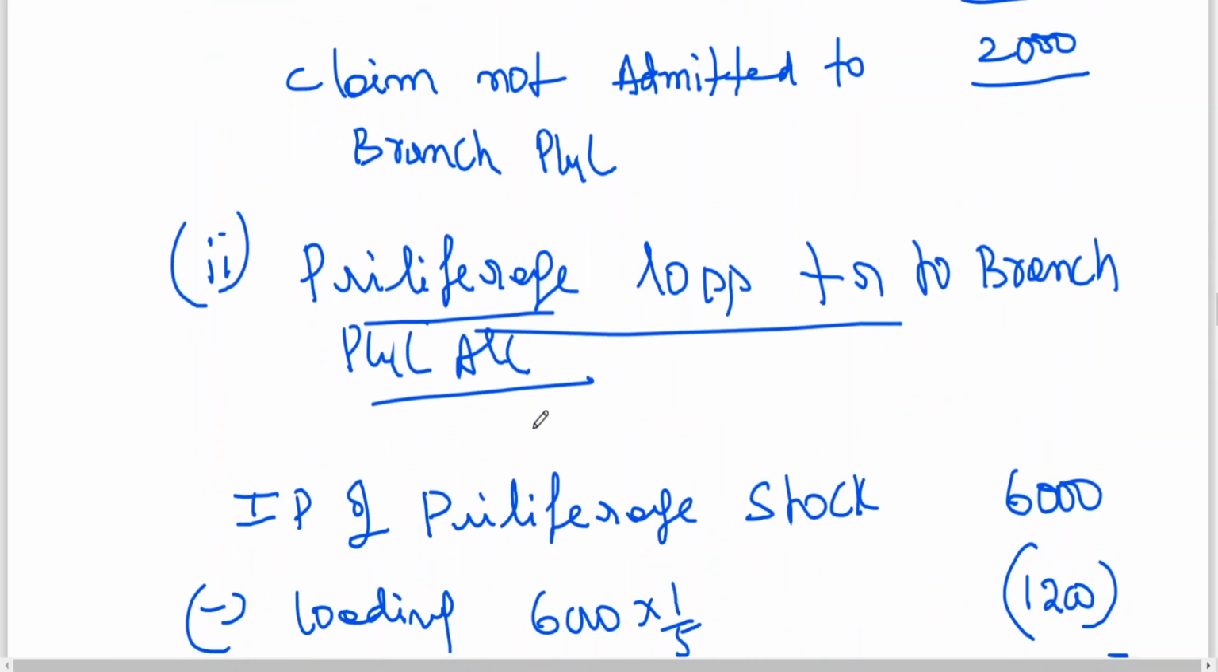Maybe 2 to 3 classes, maximum 3 classes, I shall be able to finish off dependent branches. Then I may need 2 to 3 classes for independent branches. So around 6 classes' time we shall be able to finish off the inland branches, then we have to go for foreign branches. Okay, so we'll meet in the next class.